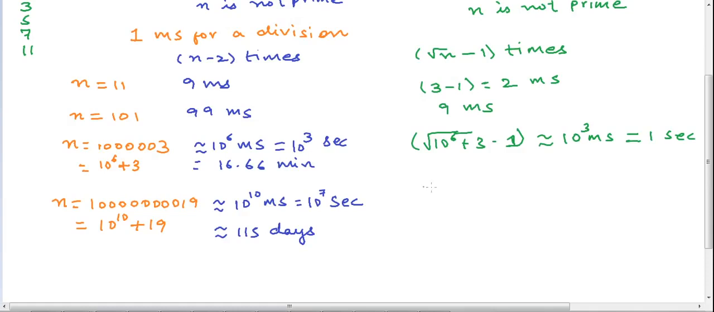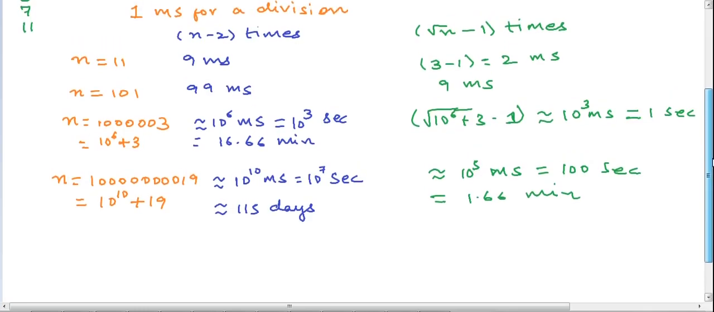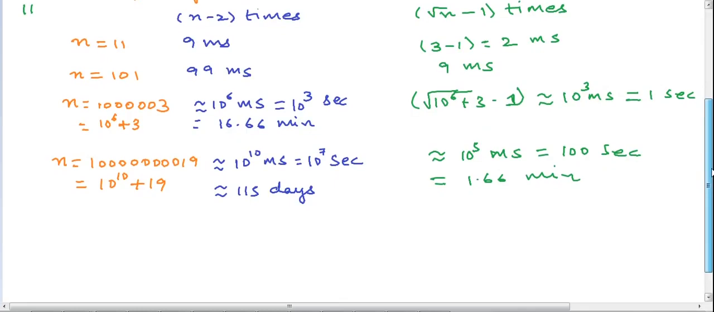And let us see how Shyam's program does here. Shyam will take close to square root of 10 to the power 10, which is almost equal to 10 to the power 5. So Shyam will take around 10 to the power 5 milliseconds, which is only 100 seconds, or 1.66 minutes. Now we can see why Shyam is quite happy and Ram is sad. While Shyam is solving the problem in 1.66 minutes here, Ram is taking an impractical time of 115 days for this input size.